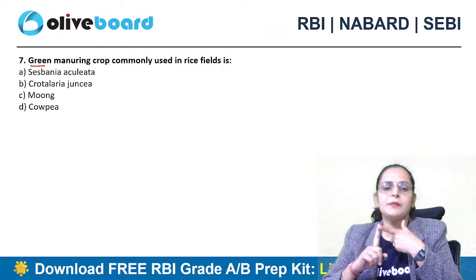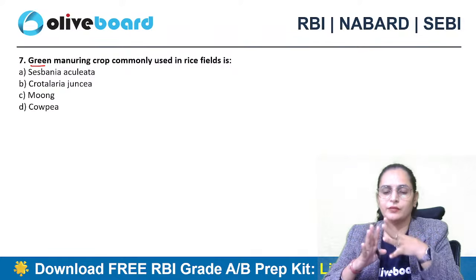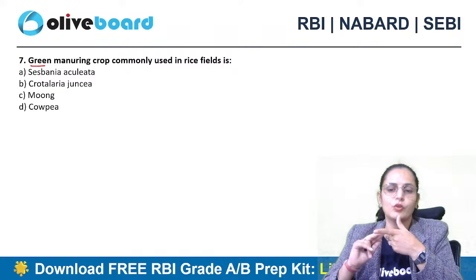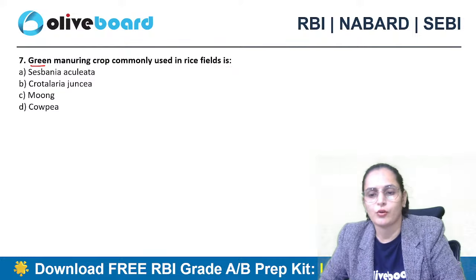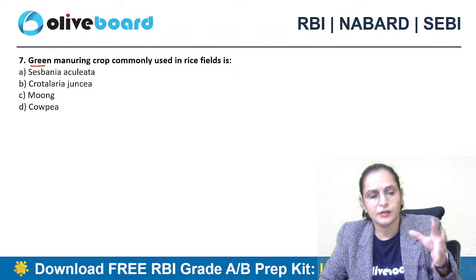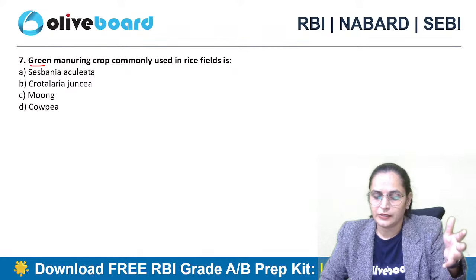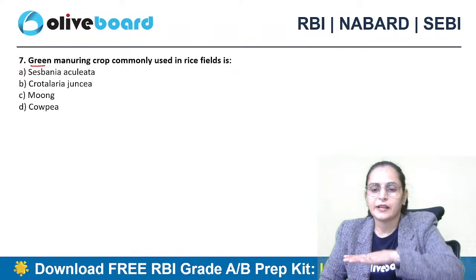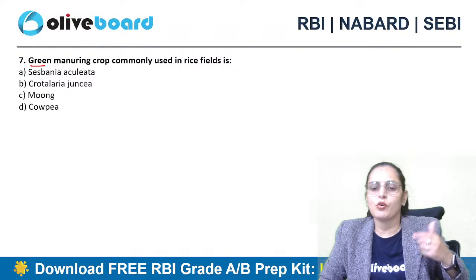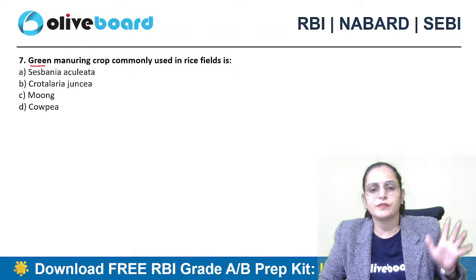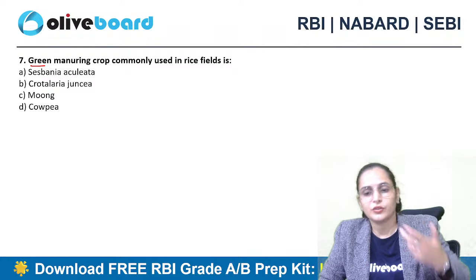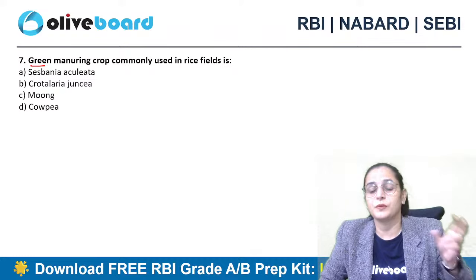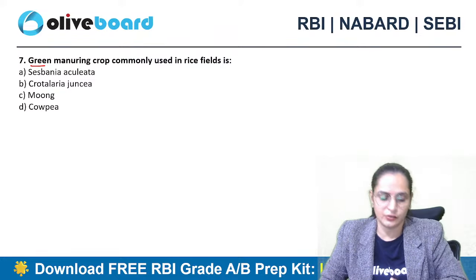Now moving on, question number 7. It is about green manuring crops commonly used in rice field. It is Sesbania aculeata, it is Crotalaria juncea, it is moong or cowpea. So what do these green manuring crops do? When you follow a specific intercropping or multi-cropping system, the green leaves of that plant will act as a mulch on the soil, so that the moisture content is retained, and the topmost fertile layer is protected, and they will also add nutrients as well. That's why these crops are known as green manuring crops, because the green leaves add nutrients to the soil.